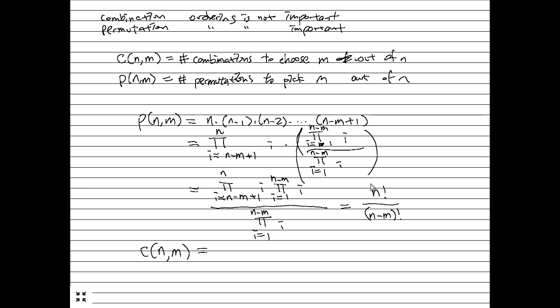M factorial, very good. So that means your C of n, m is really P of n, m divided by m factorial. And if you want the entire thing, it is n factorial divided by n minus m factorial times m factorial as a part of the denominator. Are we good so far with the P of n, m and then the C of n, m? Sort of, okay, all right.